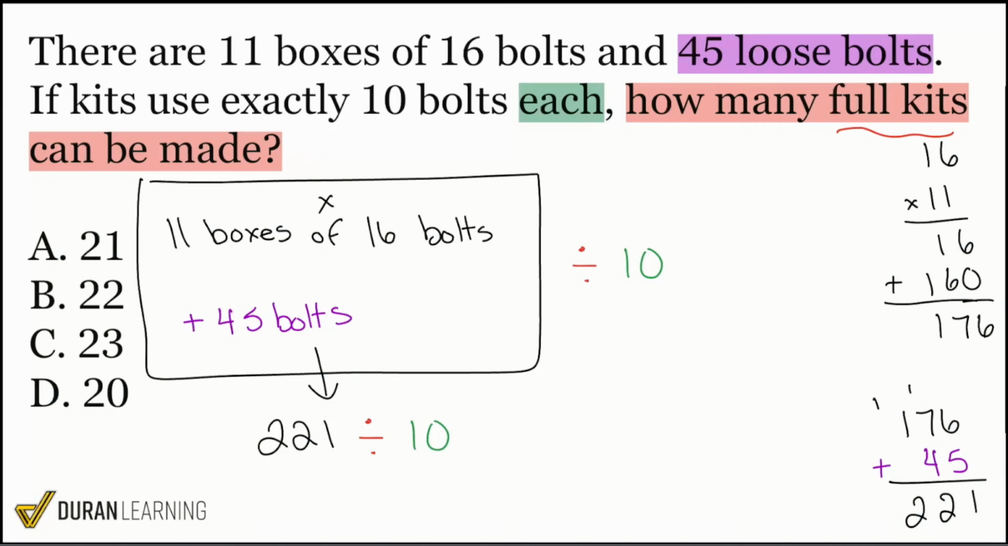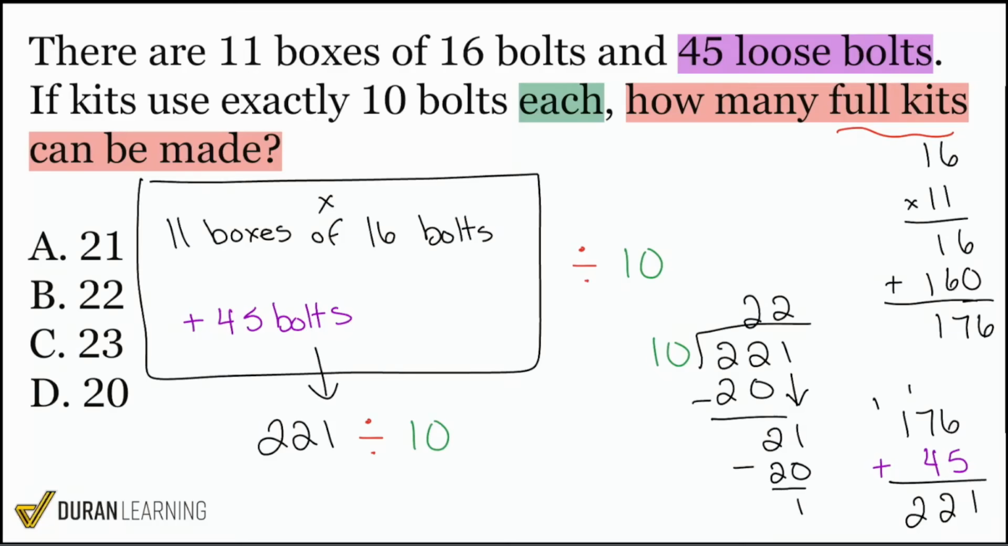So let's go ahead and divide 10 into 221. And let's see what happens. 10 doesn't go into 2, but it does go into 22 exactly twice. 2 times 10 is 20. We'll subtract that and get 2 left over, dropping the 1 down. And then we have 10 going into 21. That'll be twice. Subtract the 20, and then we have 1 left over.